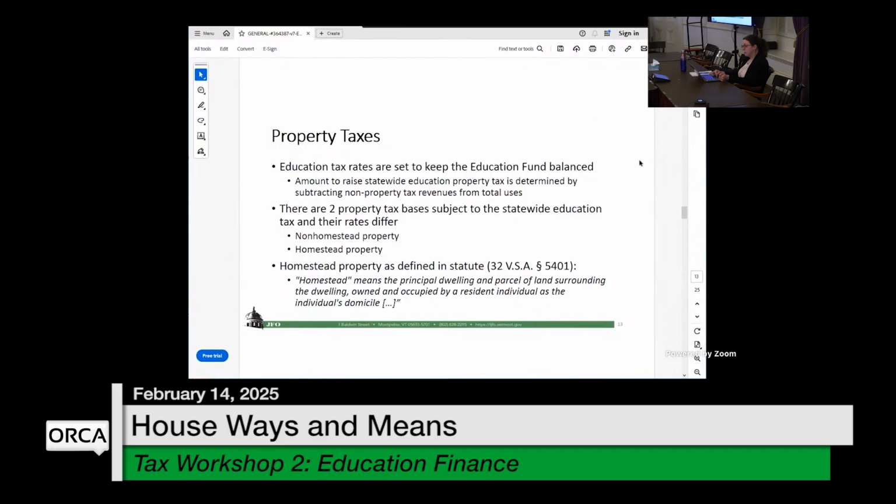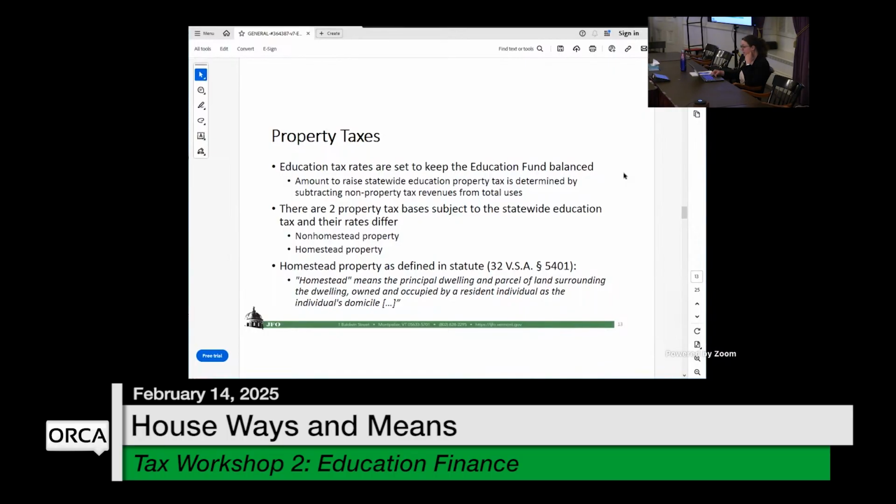So that's what this first bullet point is talking about here. We're setting the ed tax rates to ensure the ed fund is fully funded. It's determined by subtracting the non-property tax revenues from the total uses in the ed fund. There are two tax bases subject to statewide education tax with different rates. We have non-homestead property and homestead property.